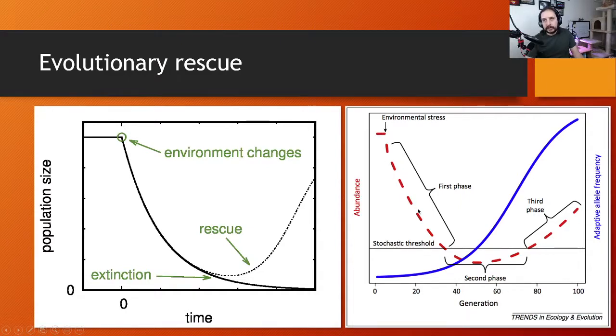So the population, even though it was decreasing in the first phase, in the second phase it starts to recover, and in the third phase it starts going up again. So this is the abundance, this is the adaptive allele frequency as it goes down and up. And these are arbitrary, I don't think these are absolute values.